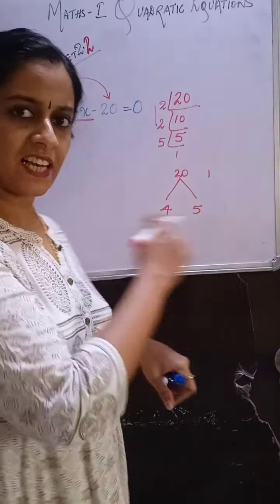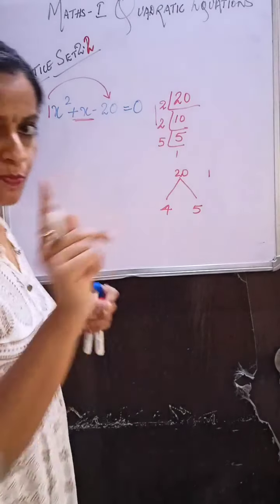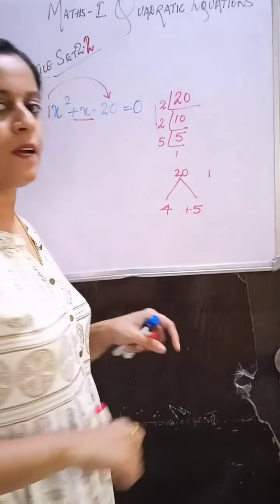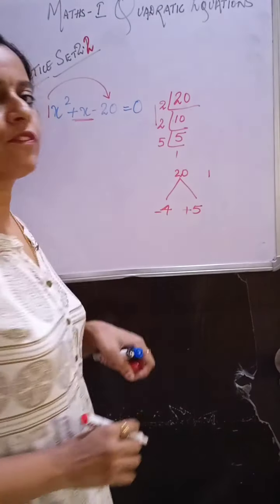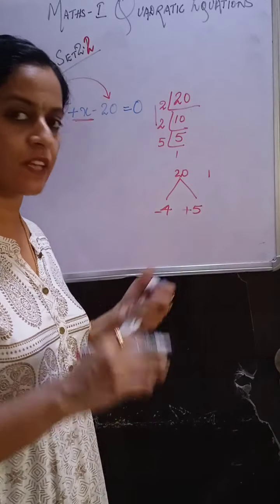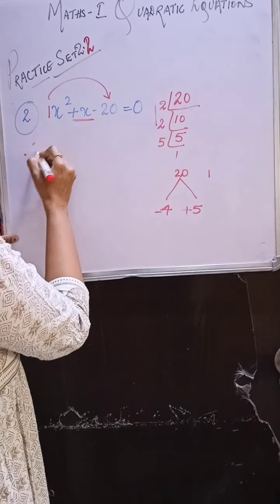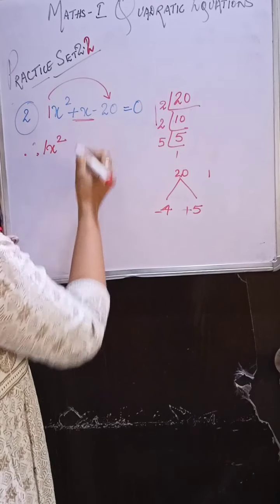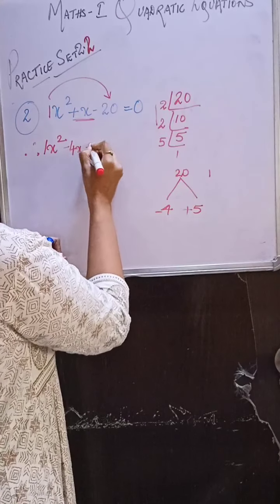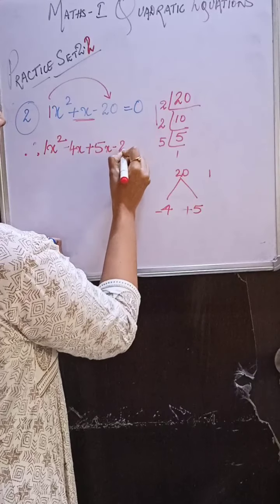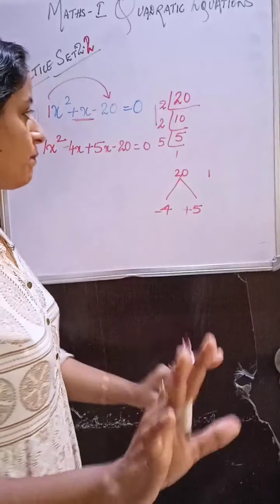Okay, variable we will write it later. Now we will decide the sign. Here the sign of the middle term is plus, so the bigger number will get the plus sign. We want the answer as 1, so for that we should put the 4 as minus 4. Only then plus into minus will become minus. 5 minus 4 is 1. So put the terms now. First term as it is. Middle term we will split into 2. Minus 4x plus 5x minus 20 equal to 0. Only the middle term we will split. First and third term we will keep the same.